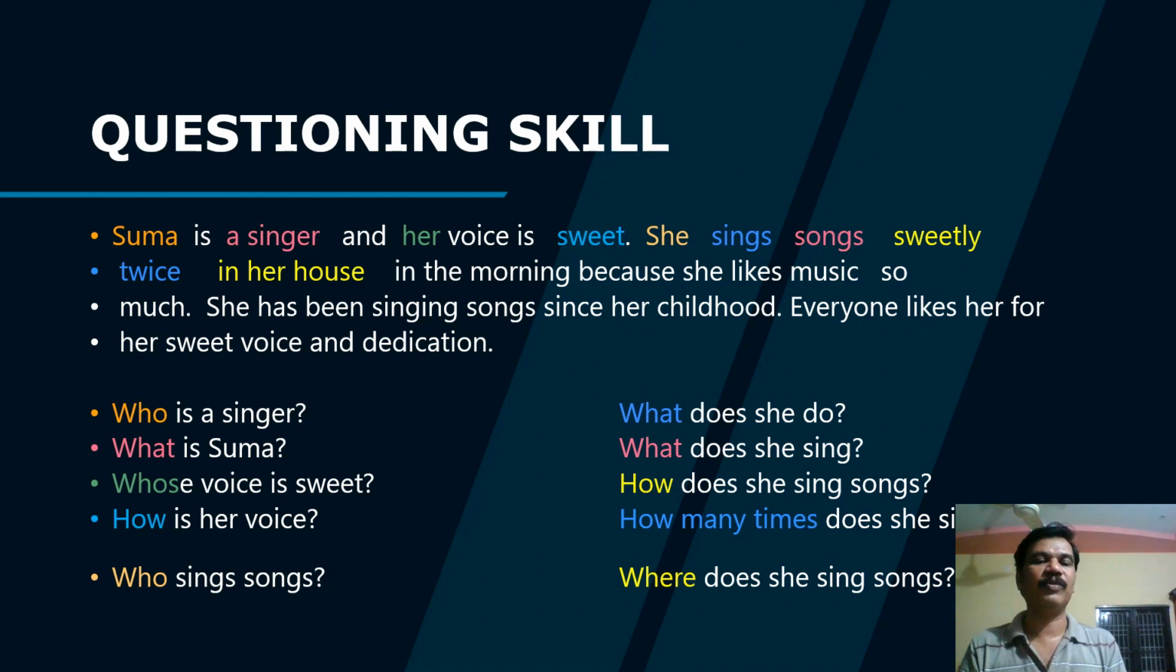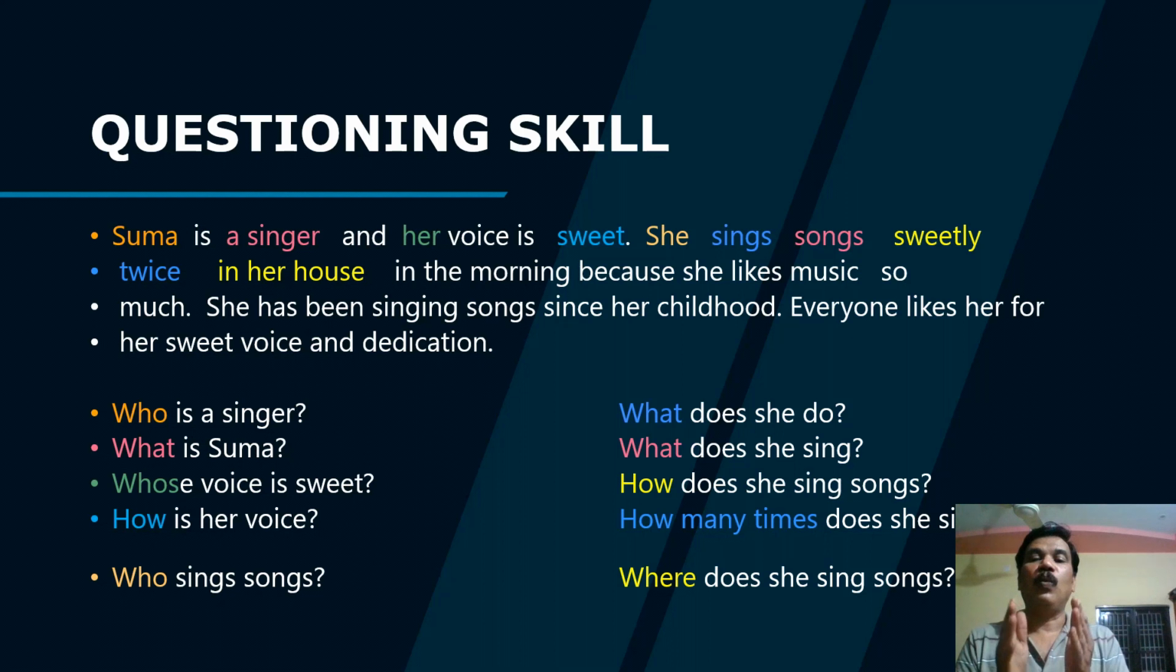Next, she. For example, the pronoun is underlined. What can we use? Who sings songs? Who sings songs? She or Suma. Next, sometimes you need to understand how to make questions on verbs also. Yes, you're right. You can make questions on verbs. For example, the verb is underlined. How to make a question like this?